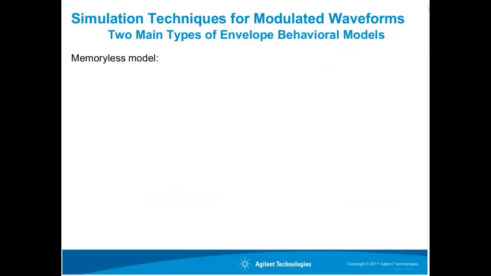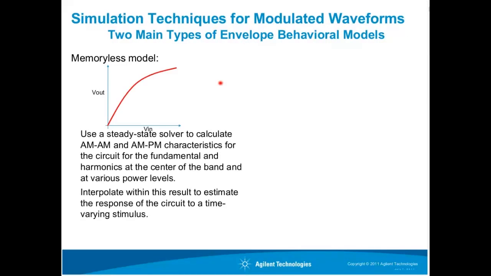So let's take a look at what the models look like. In a memoryless model, it's as I've described. You basically take your steady-state solver and you just calculate AM to AM and AM to PM characteristics in the center of your band at various power levels. So it's a rather straightforward model to build, and to exercise it, you just interpolate into the results and produce your time-varying response to your input stimulus.